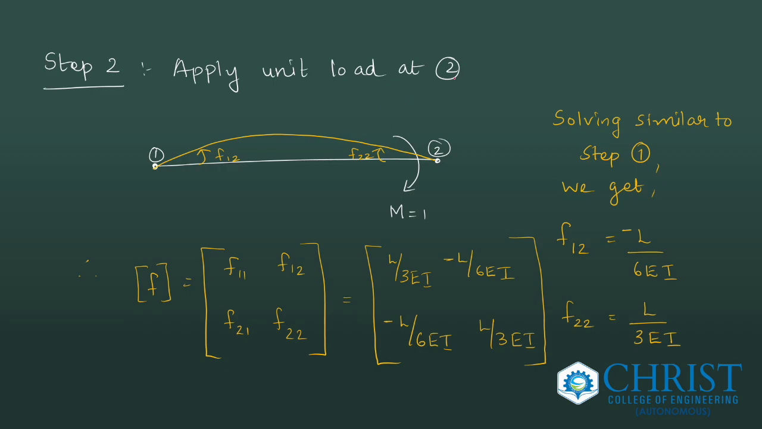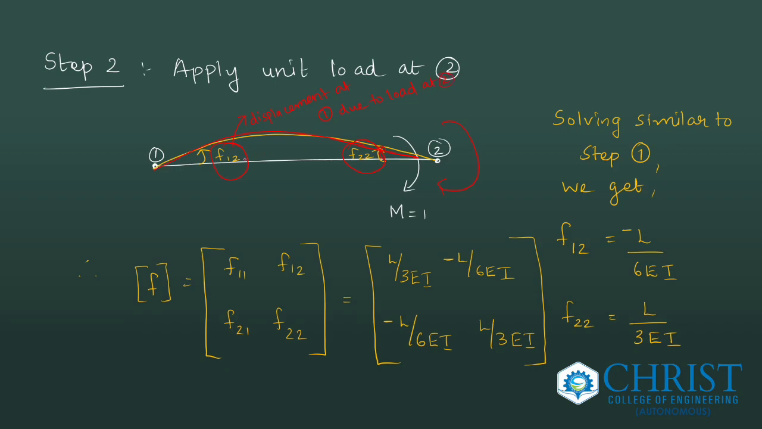So apply a unit load at the second point. That is, I apply a moment here in the clockwise direction. The beam will bend like this, producing a deflection. So this is my F22 value, and this is my F12 value. How do we get it? That is the displacement at 1 due to load at 2.